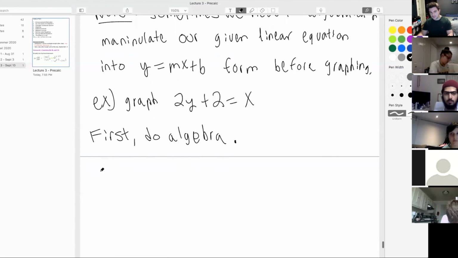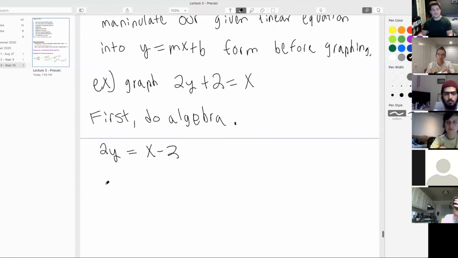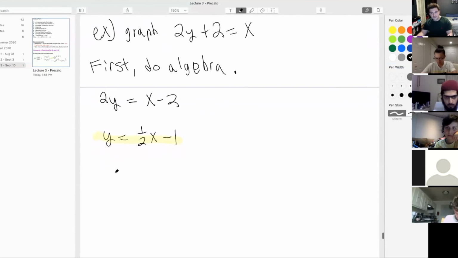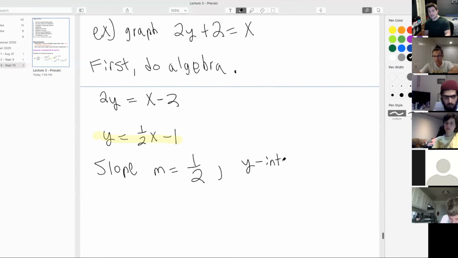So we can do 2y is equal to x minus 2. And now divide both sides by 2. I'll get y is equal to 1/2 x minus 1. All right, and that's our y equals mx plus b form. All right, good. And from this, it's easily attained that the slope m is equal to 1/2, okay? And the y-intercept is 0, -1.